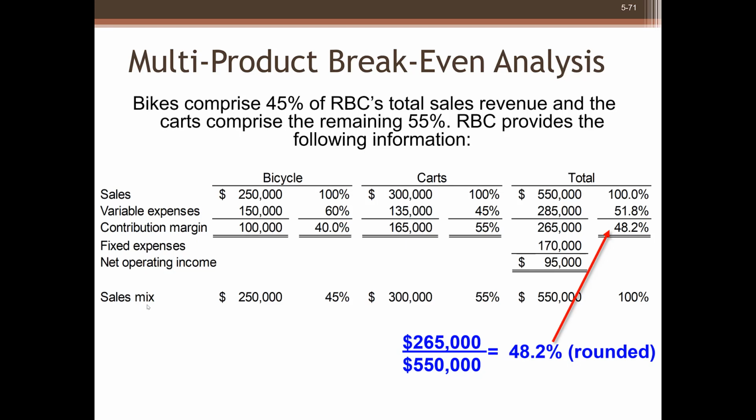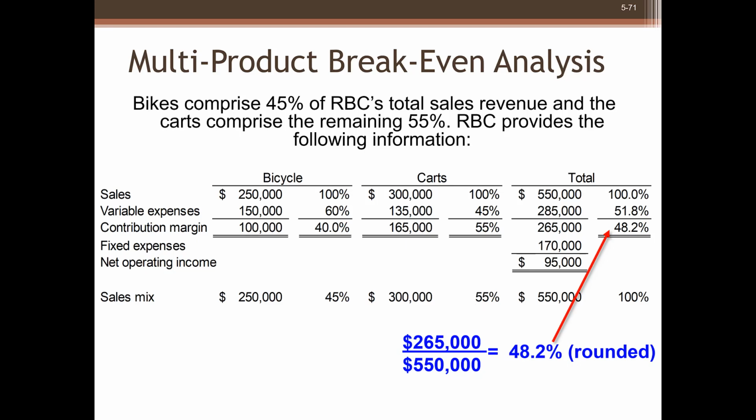Let's first take a look at sales mix. This is the percentage of sales of each product to the total sales. We have sales of bicycles, $250,000. We use $250,000 divided by total sales, $550,000, and we get 45%. For cards, we use $300,000 divided by $550,000, and we get 55%. So for sales mix, bikes comprise 45% of RBC's total sales revenue, and cards comprise the remaining 55%.